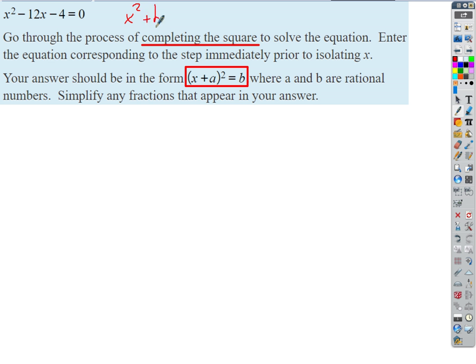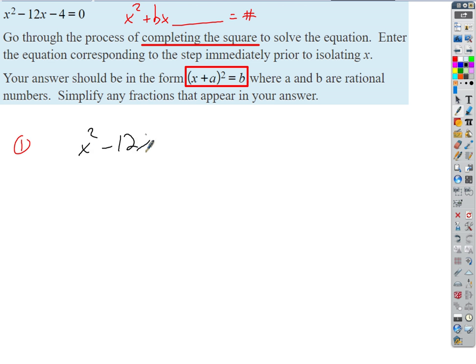x squared plus bx equals a number. Okay, equals a number, right? That's where we've got to get. If I can write the original equation in that form, I'm set to complete the square in one step. What do I have to do to this one to get it there? Add 4, right? So my starting line is right here.